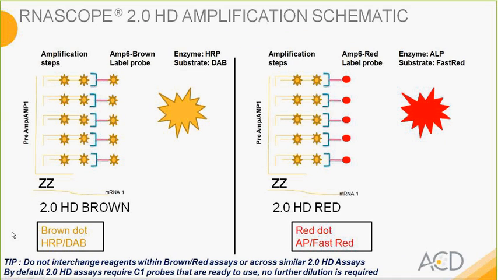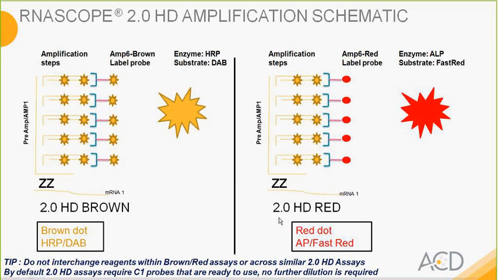A quick overview of how RNAscope works. We will segment into the different products. The first product is Brown, which, as discussed, utilizes HRP enzyme and substrate DAB. The result is a brown dot following various signal amplification systems.